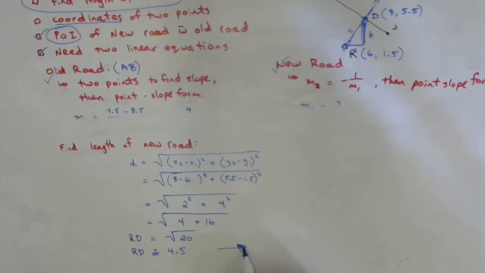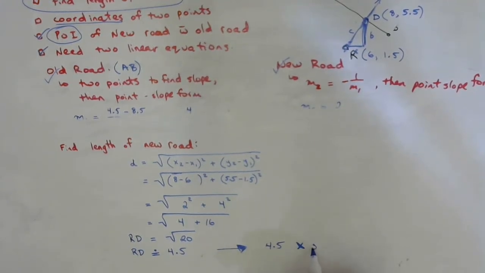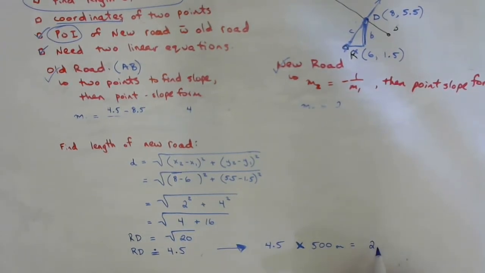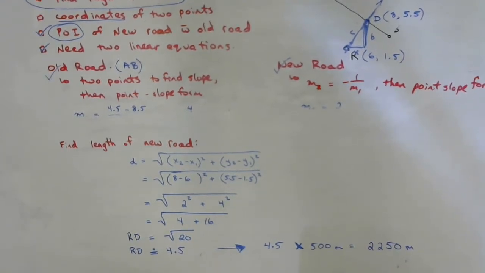So what do we need to do to that? We need to take our 4.5 and multiply it by 500 meters. And that's going to give us a final length of 2,250 meters. So this side road is about 2.3 kilometers long.